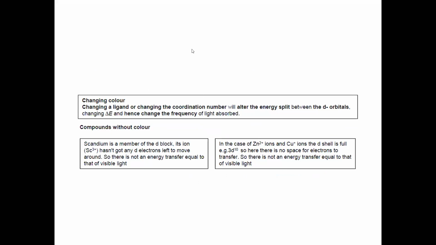So for compounds without color, scandium is a member of the d block, and it's a d block element, but we don't say it is a transition element, because by the modern definition a transition element should have an incomplete d orbital. So it hasn't got any d electron to move, so that's why there is no energy transfer equal to that of visible light, so there is no color.